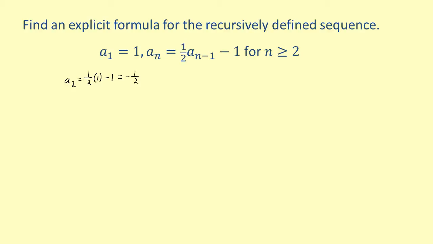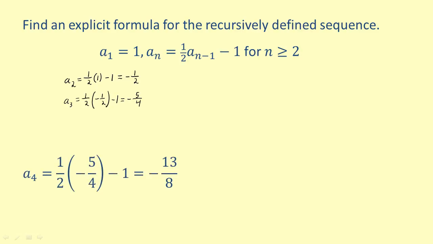Now let's find the third term in the sequence. This time we'll use a sub 2 to do this. This gives us a sub 3 equals 1 half times negative 1 half minus 1, which equals negative 5 fourths. We can repeat this process again to find a sub 4. We get a sub 4 equals 1 half times negative 5 fourths minus 1, which equals negative 13 eighths.